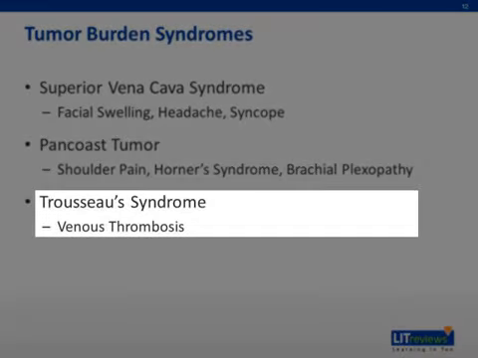And then the last tumor burden syndrome will be your Trousseau syndrome, which essentially is just venous thrombosis. You're at increased risk to form VTEs, or venous thromboembolisms.